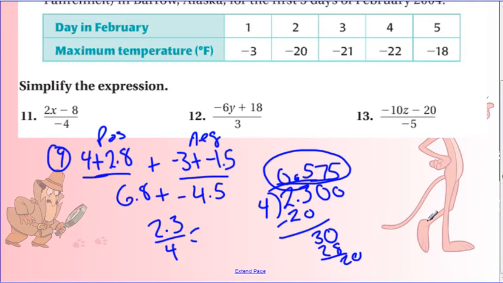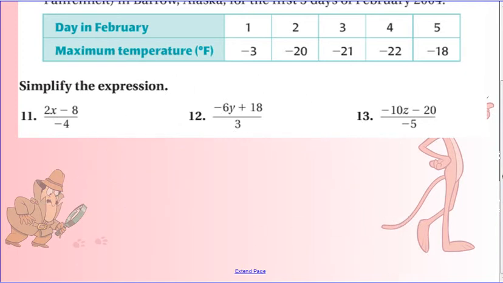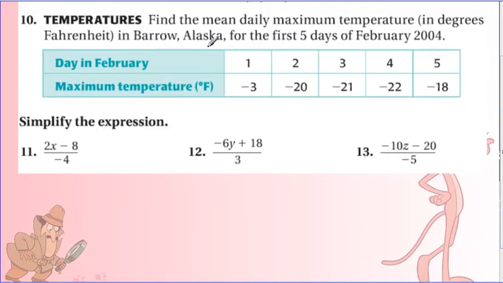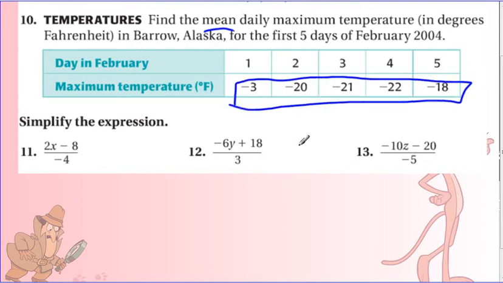All right. So now I'm going to erase that to do the next problem, which would be number 10. Number 10 says, find the mean daily temperature, so that's the average daily temperature in degrees Fahrenheit in Barrow, Alaska for the first 5 days of February 2004. Okay, so it gives us these 5 days, and this is the temperature each day. So we want to find the average of those temperatures.